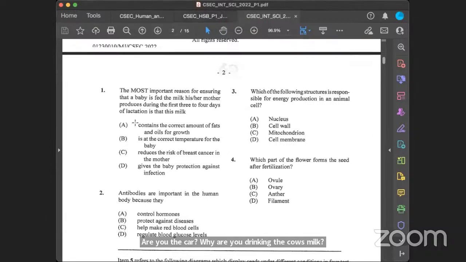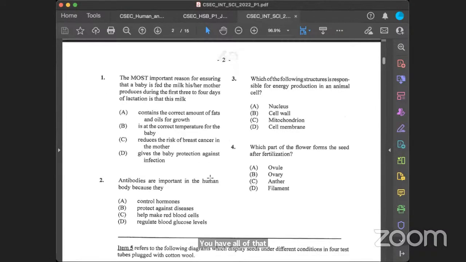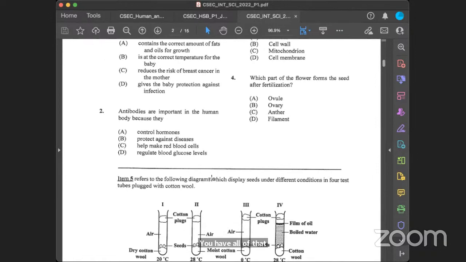Well, yeah, the first milk is really for protection. It has a lot of antibodies. So imagine when you're eating all of that pear loose, you have all of that cow antibody inside your body. No wonder we look so big. Antibodies. Read the next one there.